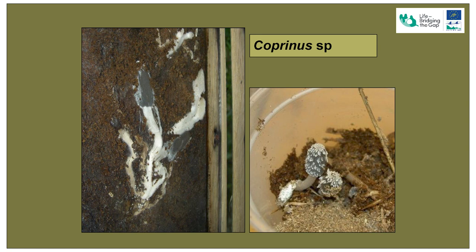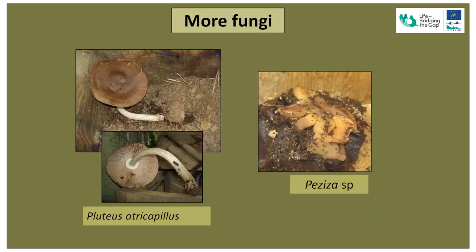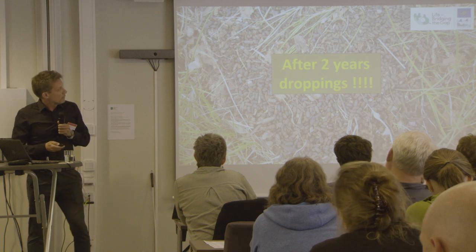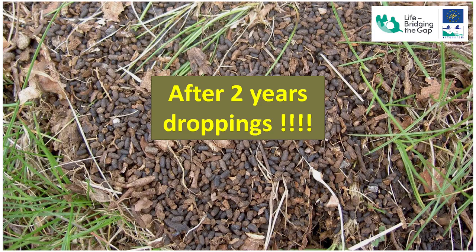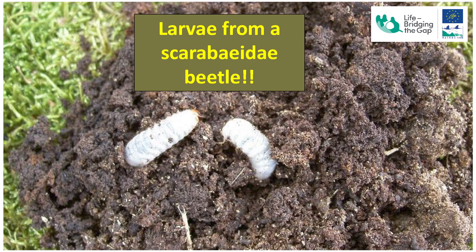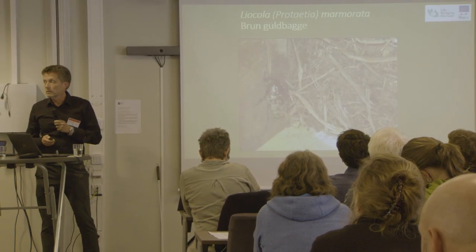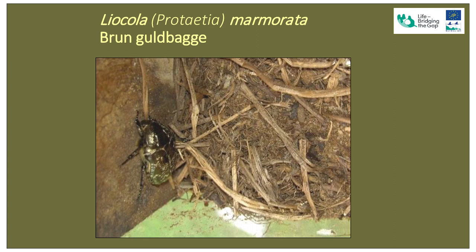And then the fruit bodies of the fungi really started to grow too. Several species. So we started to feel, this is something going on here that can help us. After 2 years, when we dug in this artificial wood mold, there were a lot of droppings from larvae, scarab larvae. We couldn't say which species, of course, but we had a good feeling. And after 2 years, we were hatching.